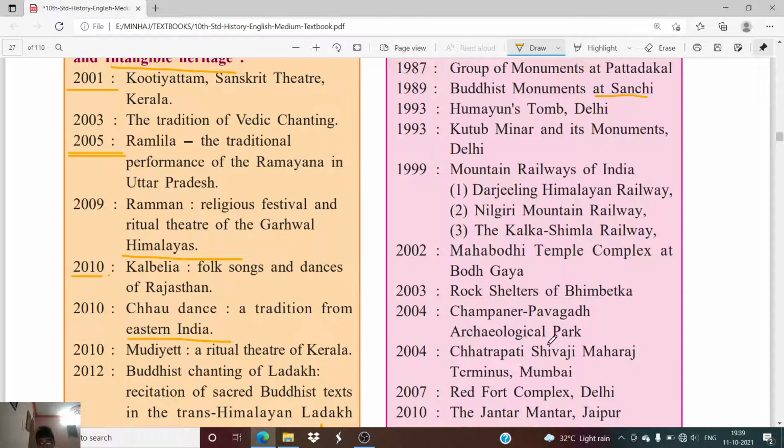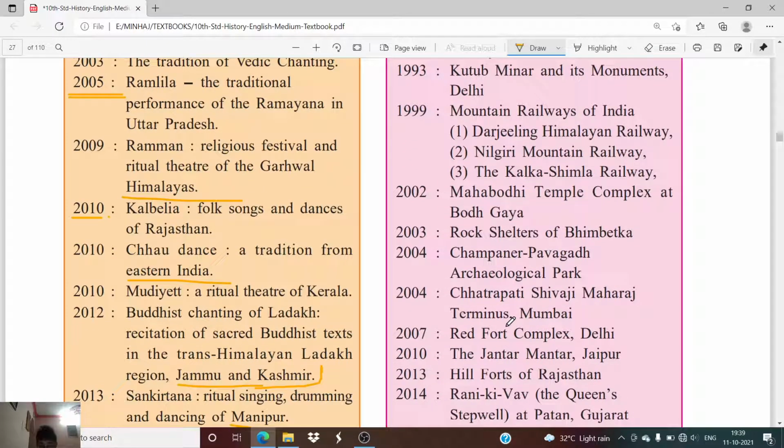Okay. Then Chhatrapati Shivaji Maharaj Terminus, okay, in Mumbai. We all know this place. It is also a World Heritage Site. Then Red Fort Complex in Delhi. The Jantar Mantar in Jaipur.